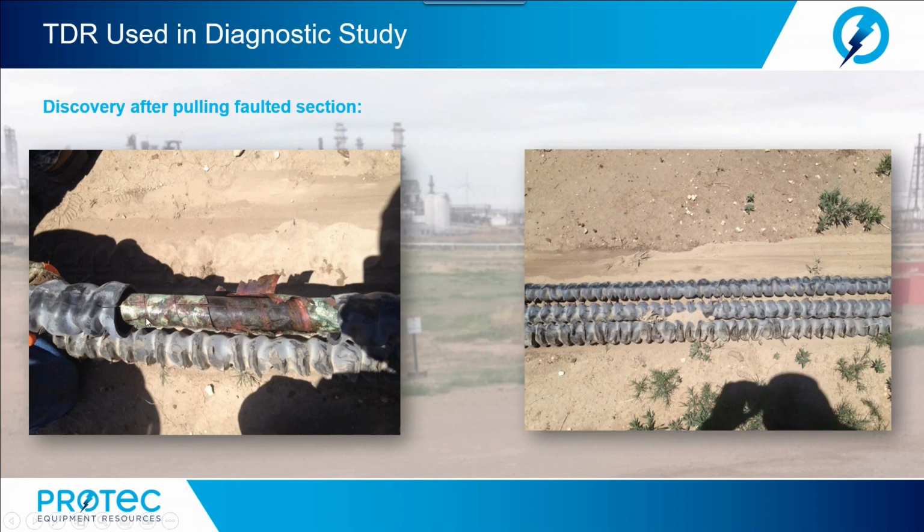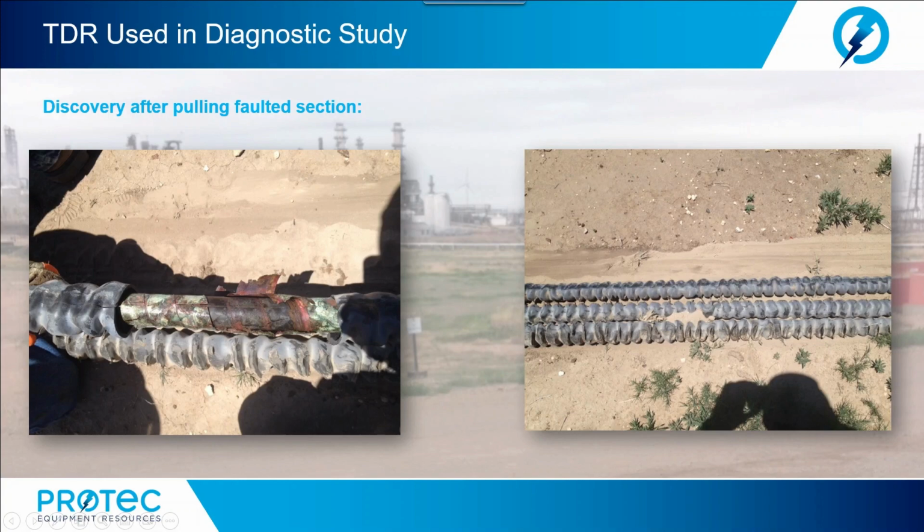Obviously, we see significant corrosion on the ribbon shield, as well as we see that there was a tremendous amount of moisture and heat buildup, causing the outer jacket to become completely deteriorated.